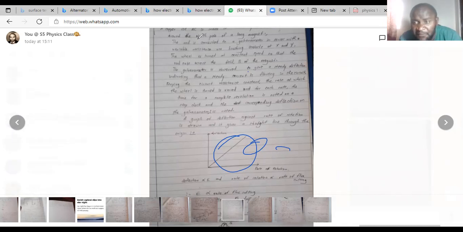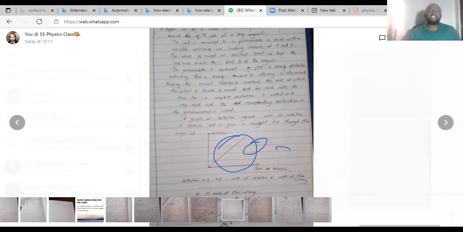You can now get to know the different EMF that has been induced. By that, the corresponding deflection on the galvanometer can also be noted. A graph of deflection against rate of rotation is drawn, and this gives a straight line through the origin, whereby the deflection is directly proportional to the rate of rotation. So the more you rotate the wheel, the more deflection you get on the galvanometer. Hence, the EMF is directly proportional to the deflection and to the rate of flux cutting through the given field. And with that, we have confirmed what Faraday's law actually states.